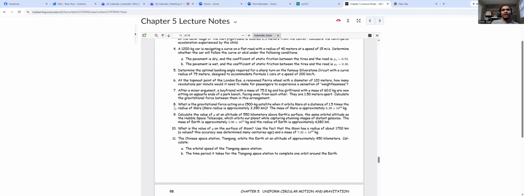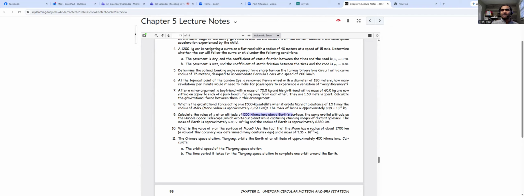Okay, number 9 asks us to calculate g at an altitude of 550 kilometers above the Earth's surface. We already calculated a similar problem for the ISS: what is the value of gravitational acceleration at the altitude where the ISS orbits? That time we used 420 kilometers. The same thing, okay? So how do we solve this type of problem?